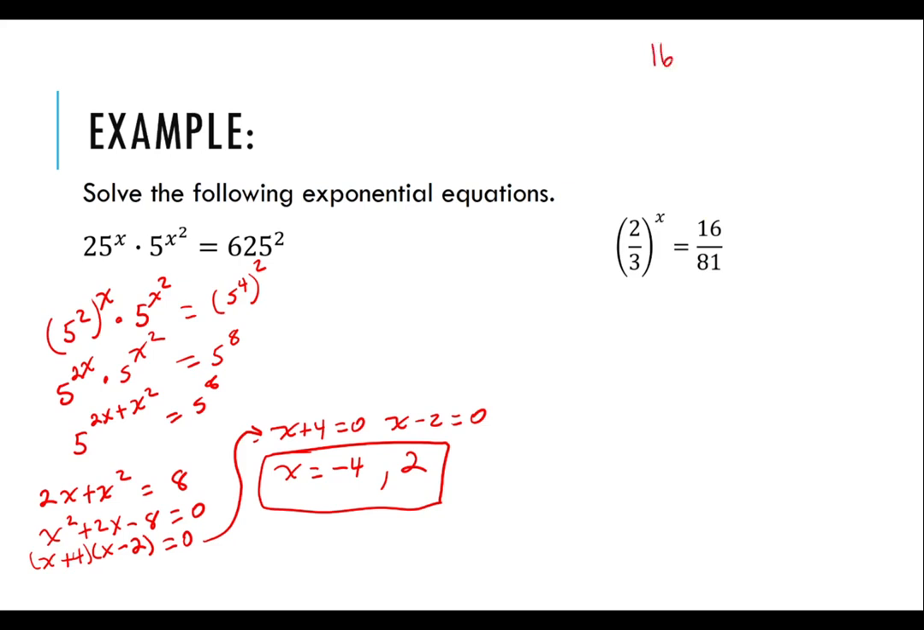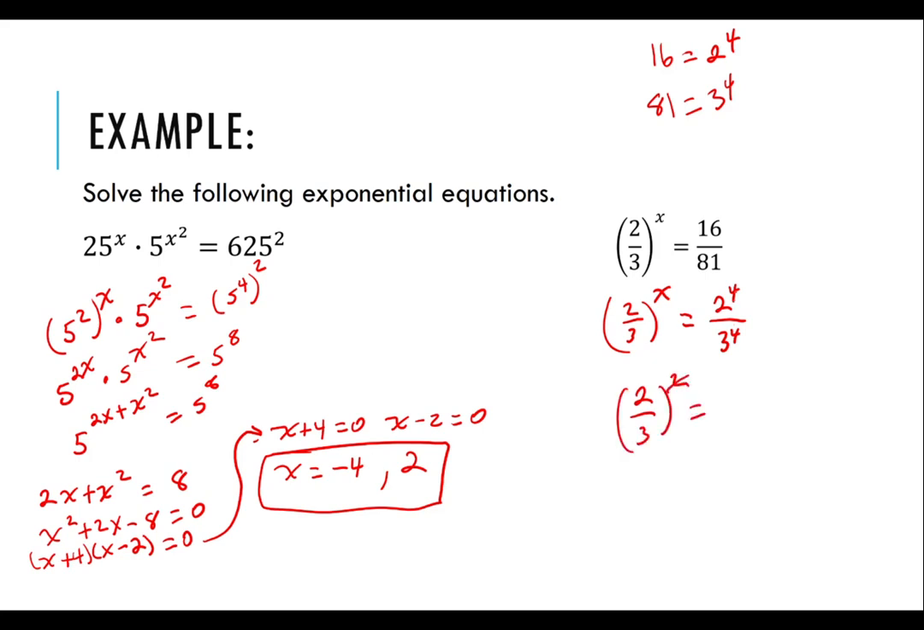And so 16 is 2 to the 4th. And 81 is 3 to the 4th. So this is 2/3 raised to the x power is equal to 2 to the 4th power divided by 3 to the 4th power. But using exponent rules, that's the same thing as saying 2/3 raised to the x is equal to the power over the quotient can pull out and make this 2/3 raised to the 4th power. And at this point, notice that I have matching bases 2/3 and 2/3, and so that is x is equal to 4. And we're done.